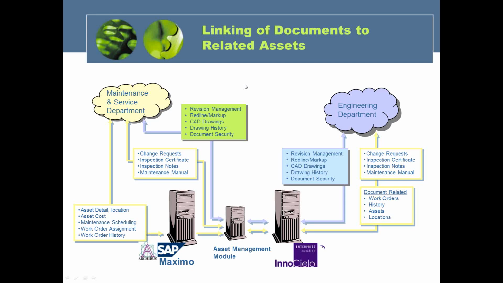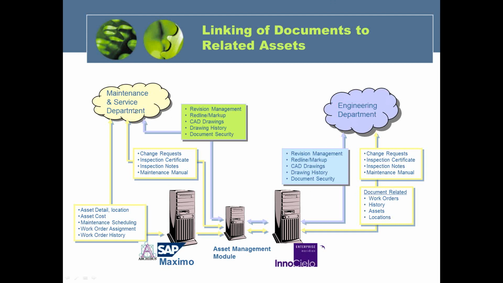And then the last area I want to talk about is linking of documents to related assets. BlueCielo or InnoCielo Meridian probably has the best functionality there, which you can see shown graphically in the engineering department, in the vault. You're managing all your different types of documents, largely drawings, but could be other document types as well, and all the red lines, the markups, the revs.